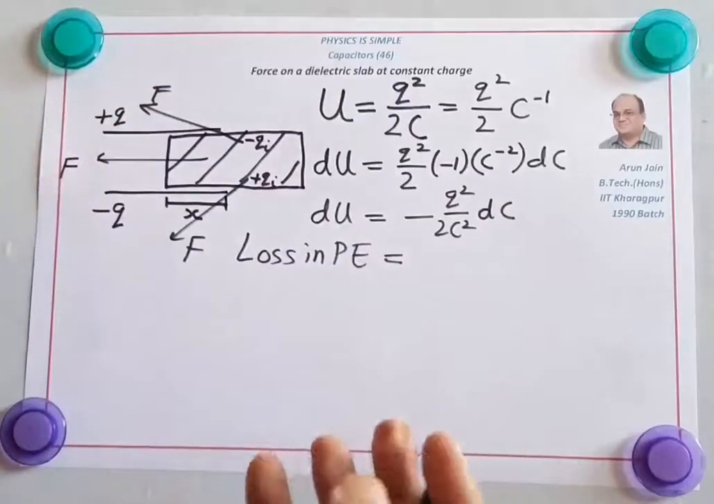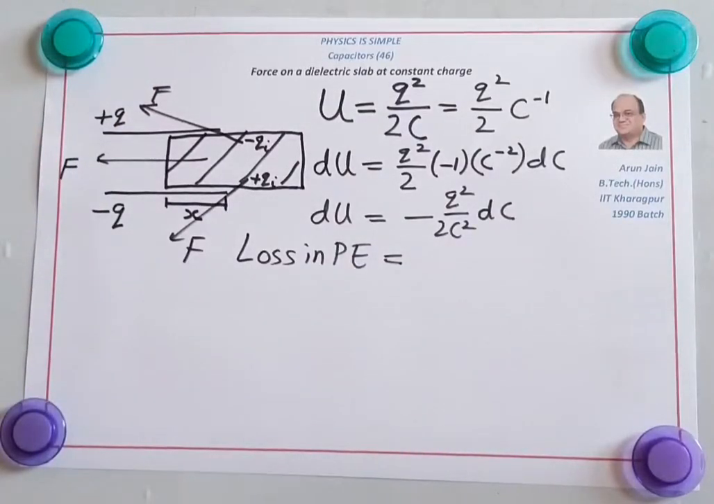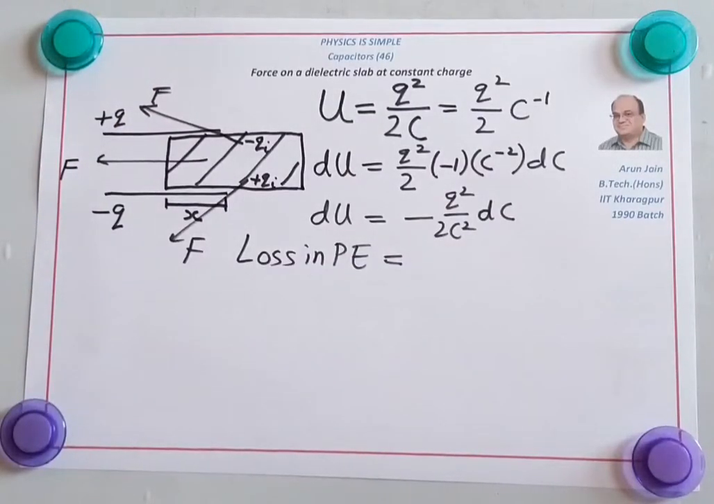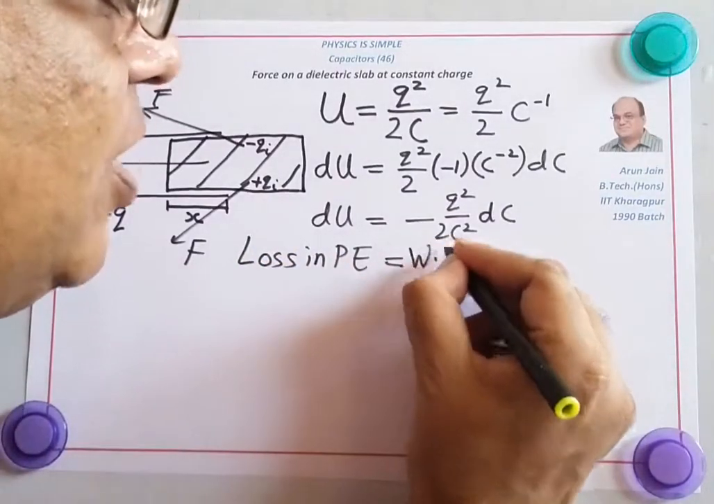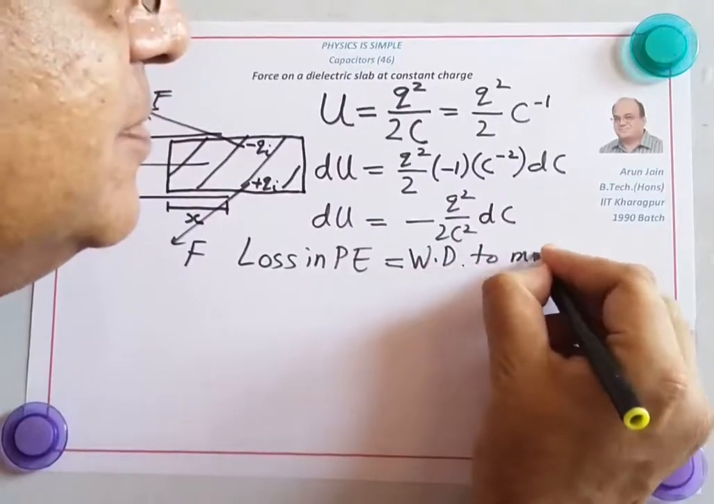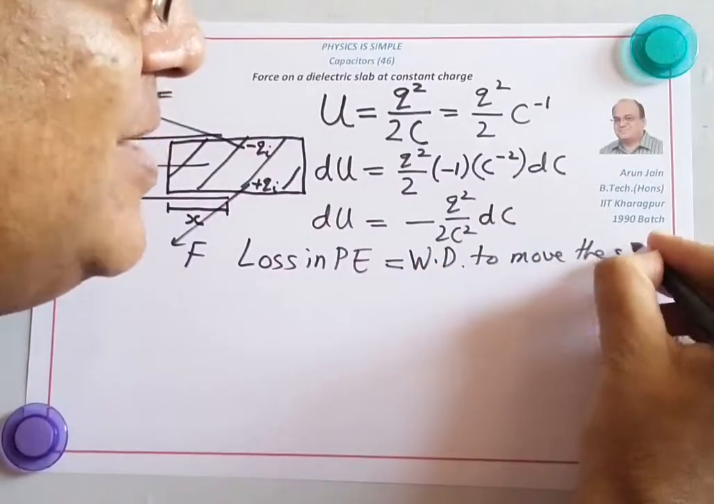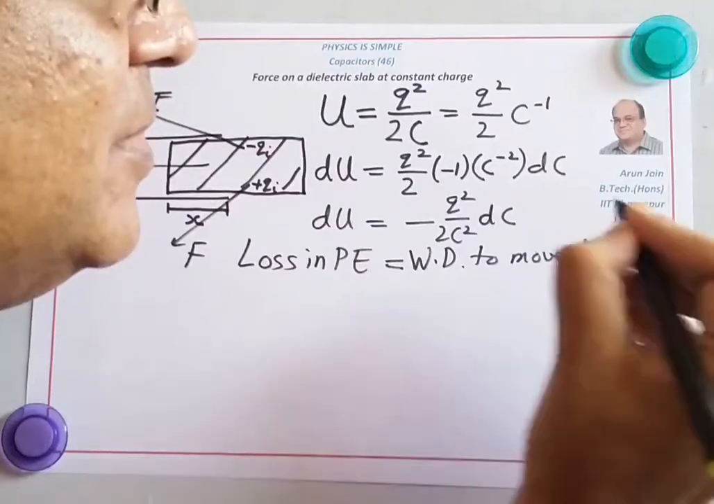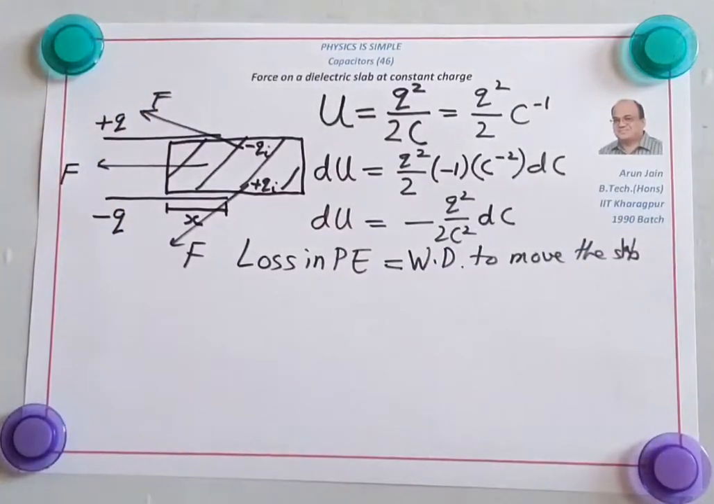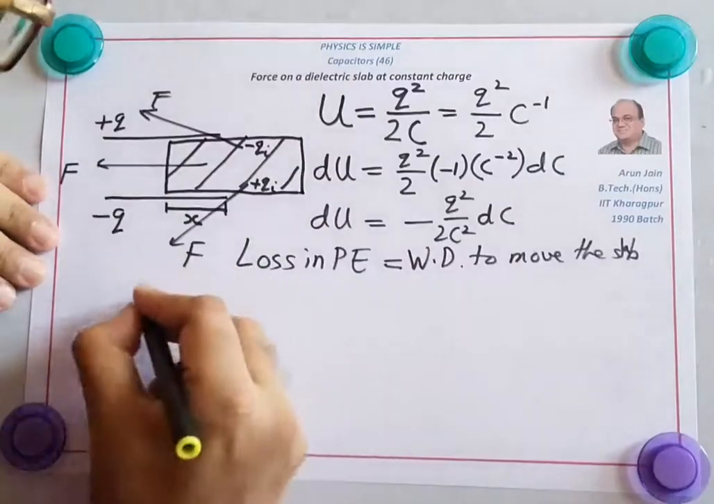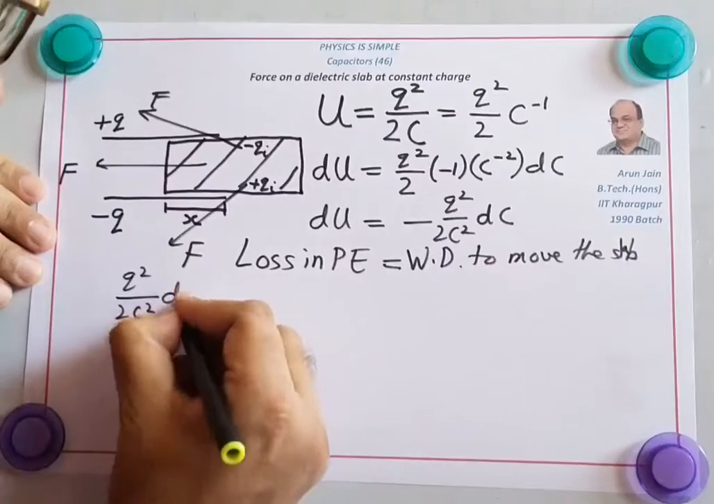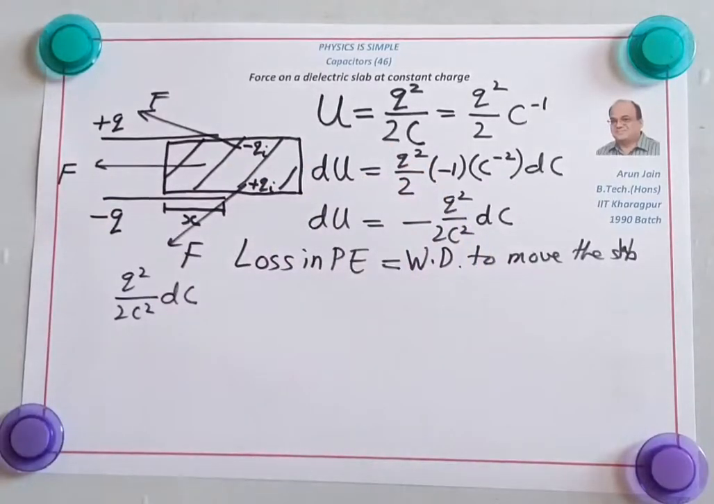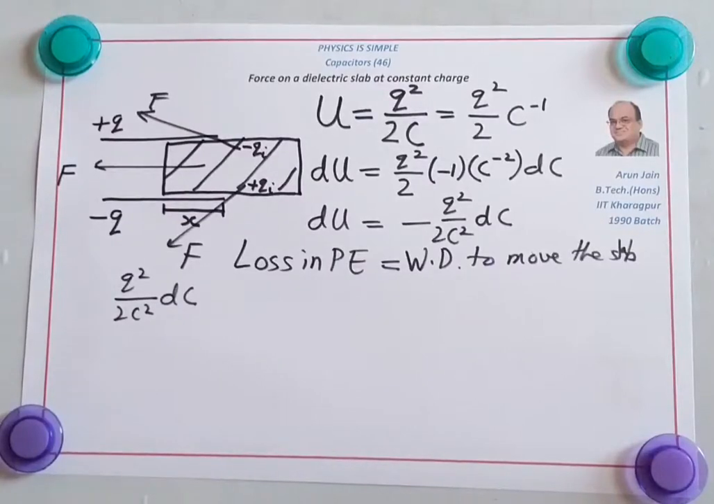this loss will be used to do work to move the slab because no one else is there to do work, battery is not there anymore. So loss in potential energy is work done to move slab. So the loss in potential energy we have found out. That will be Q square by 2C square dC. Minus sign is only showing that potential energy is decreasing. So loss in potential energy is Q square by 2C square dC.